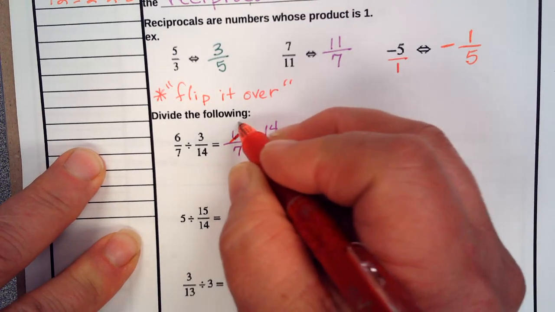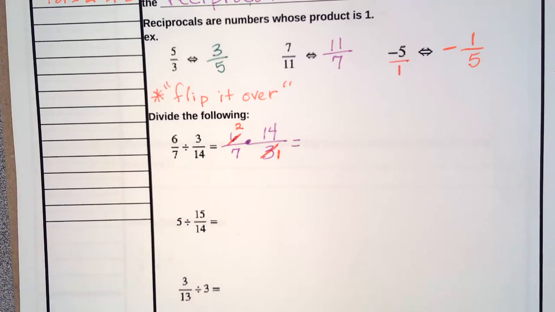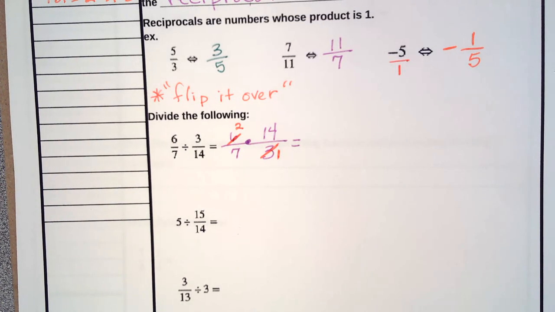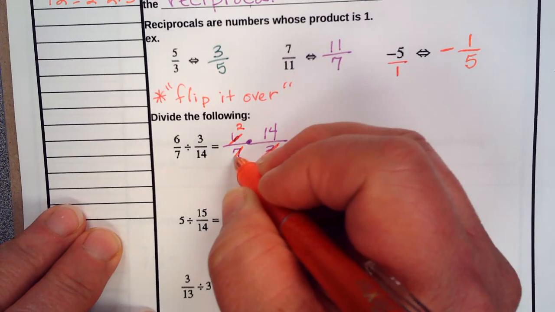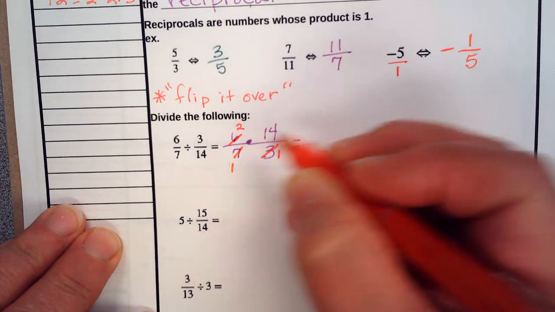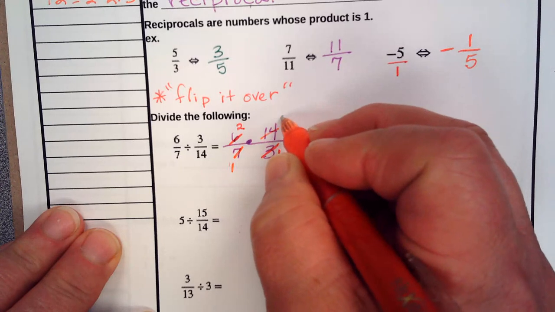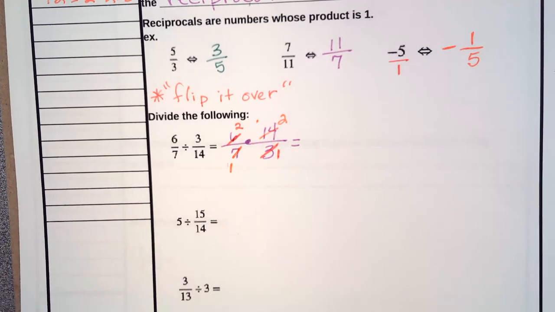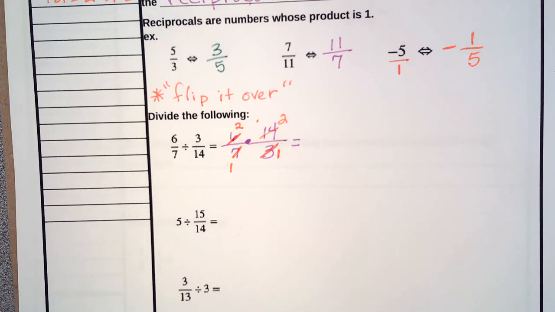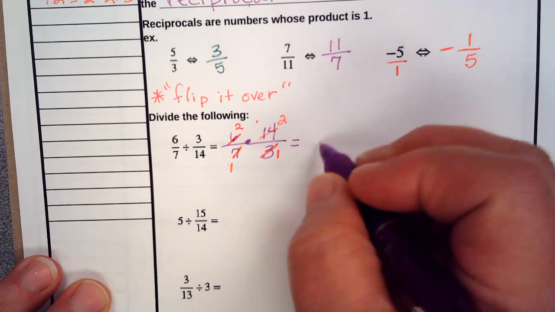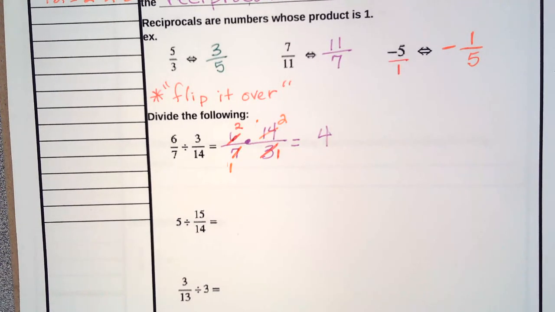6 divided by 3 is 2. I know that 7 divides evenly into 14. 7 divided by 7 is 1. 14 divided by 7 is 2. So 1 times 1 at the bottom is 1. I don't need to worry about it. Dividing by 1 will not change my answer. 2 times 2 is 4. And I'm done.